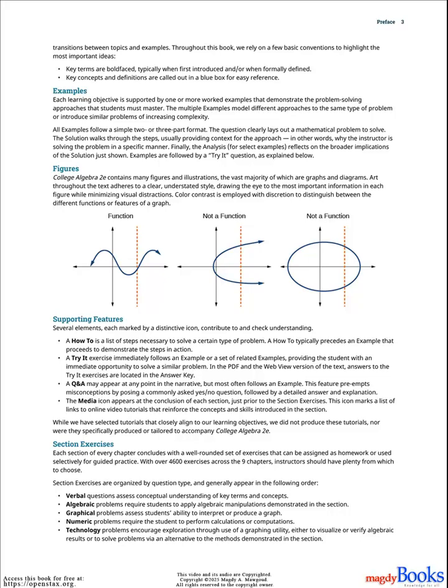In the PDF and the WebView version of the text, answers to the try-it exercises are located in the answer key. 3. A Q&A may appear at any point in the narrative, but most often follows an example. This feature preempts misconceptions by posing a commonly asked yes, no question, followed by a detailed answer and explanation. 4. The media icon appears at the conclusion of each section, just prior to the section exercises. This icon marks a list of links to online video tutorials that reinforce the concepts and skills introduced in the section.